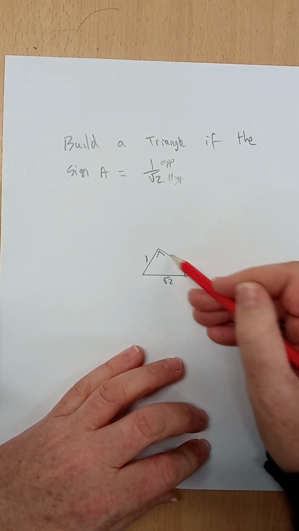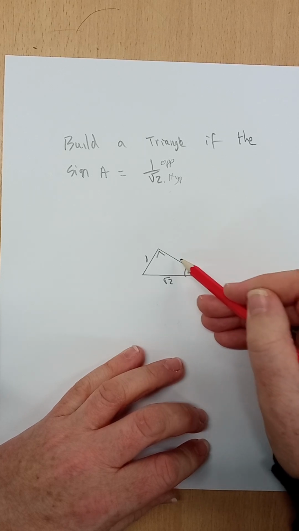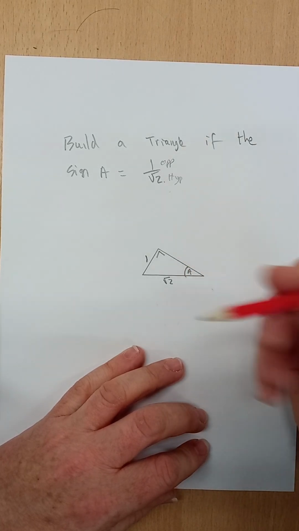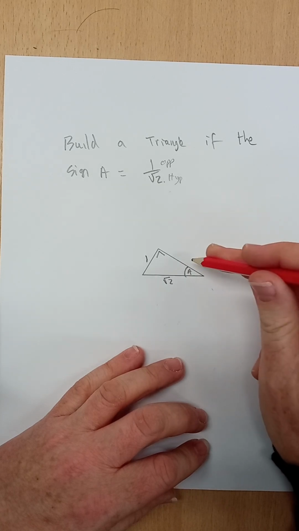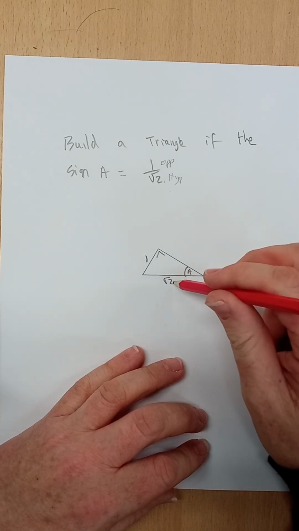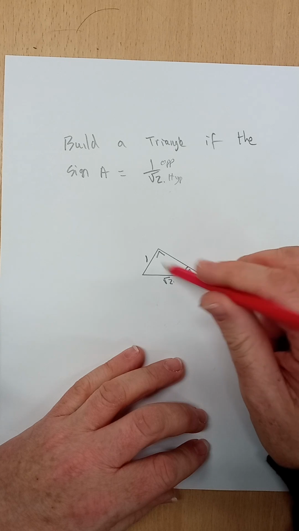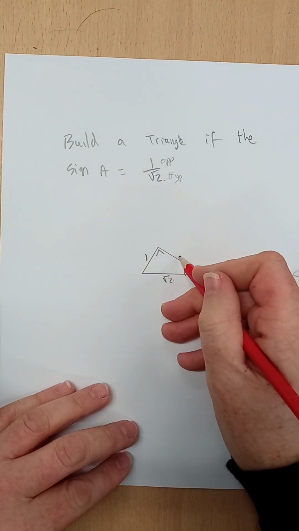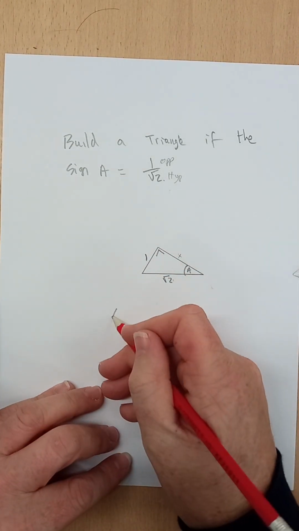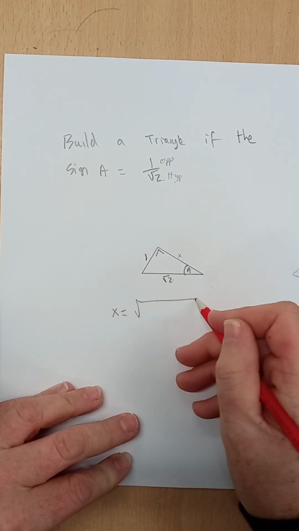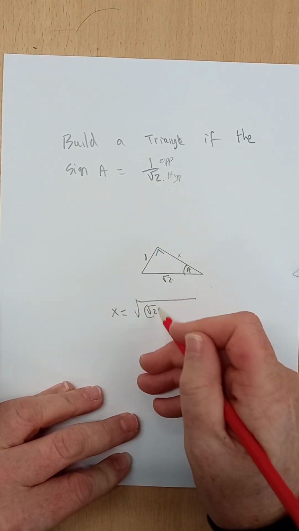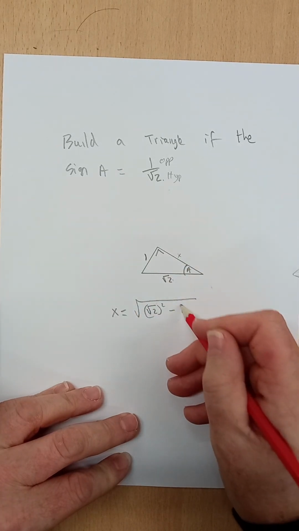But I have to build it. I need to know what this is. So in order to find out, I go back to Pythagoras. He tells me how to find the missing side. And he says that if you have the longest side and you want one of the others, you just subtract. So let's call the missing side x. So x is going to be equal to the square root of this squared minus 1 squared.